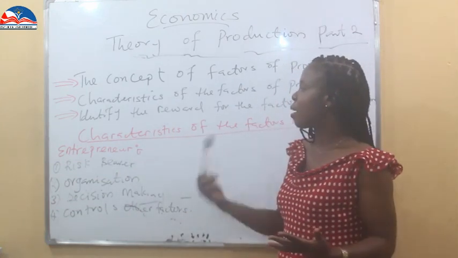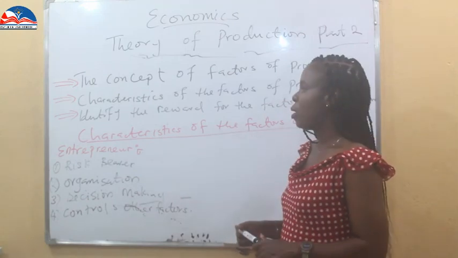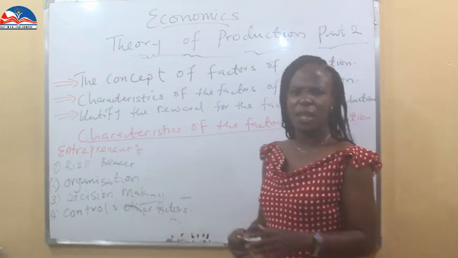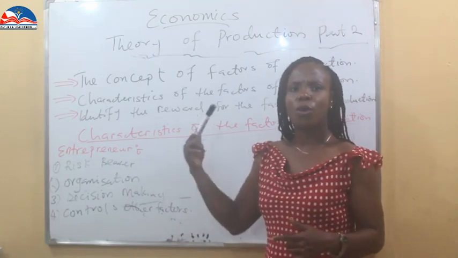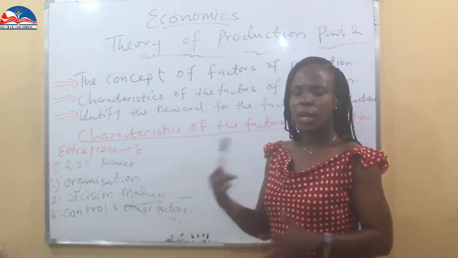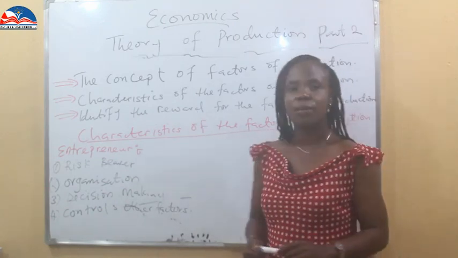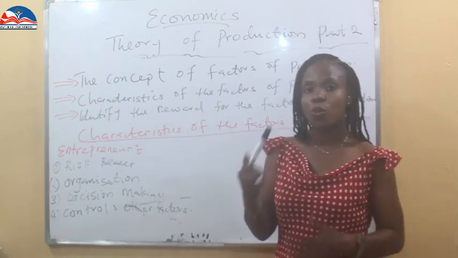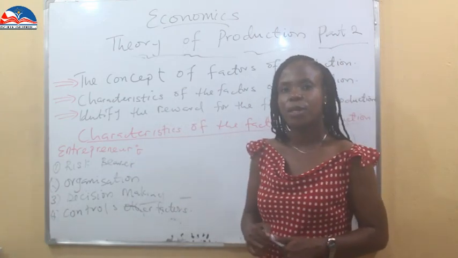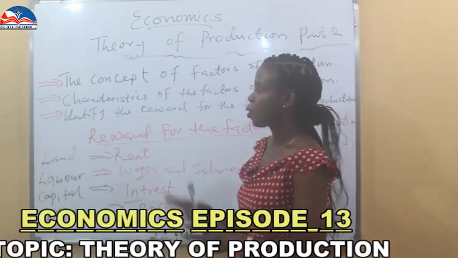So we have seen the characteristics of labor, land, capital, and entrepreneur. Now, what are the rewards for each of these? What are the rewards for land, rewards for capital, rewards for entrepreneur, and the rest of them? Let's see the rewards that each of these possesses, which is the last objective for our class: identify the reward for the factors of production. What are the rewards? Let's see that point.